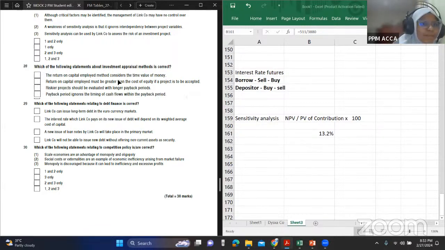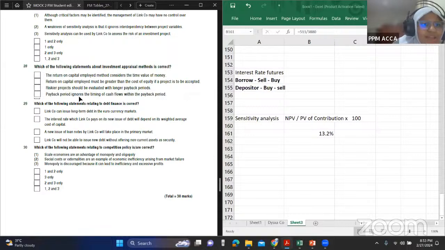Riskier projects should be evaluated with longer payback periods. That seems to be correct. If it's riskier, it's better to evaluate with longer periods, so then we are taking more time. Payback ignores the timing of cash flows within the payback period. Actually, that's true. That's very straightforward.